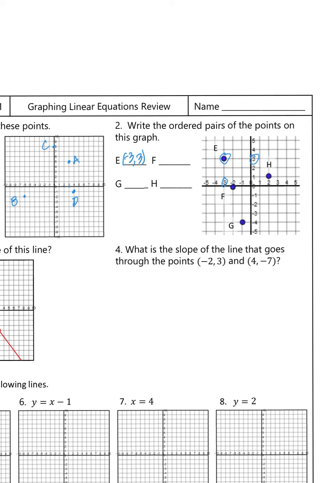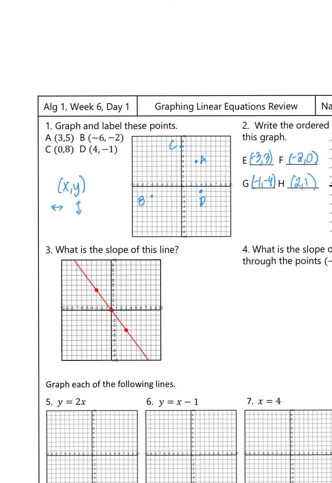Then let's look at F. So this is left -2, but not up or down. So that would be -2 comma 0. G right down here is left 1 and down 4. So that's -1 comma -4. And then H, which is right here, we're going to go right 2 and up 1. So 2 comma 1. And that's how we name our points with ordered pairs.